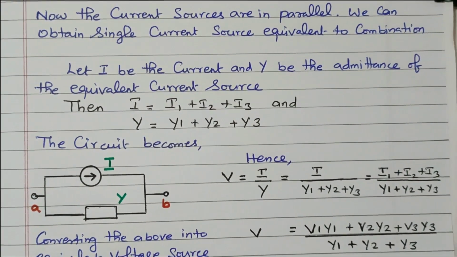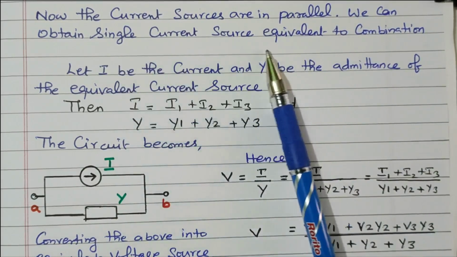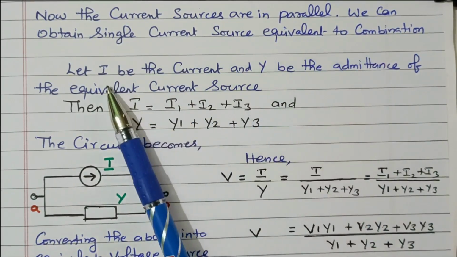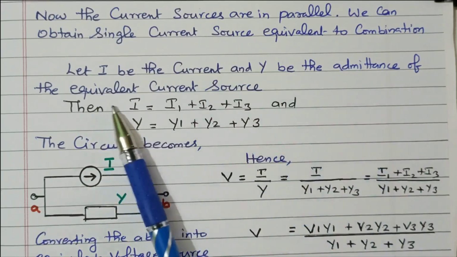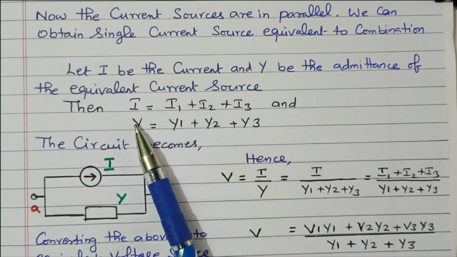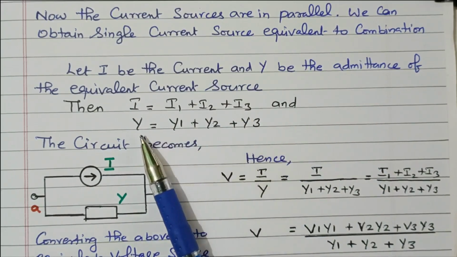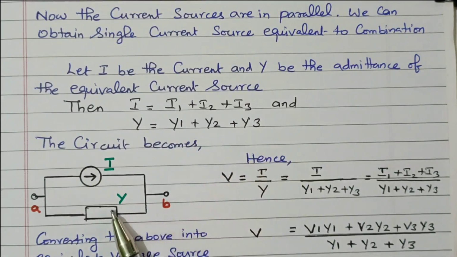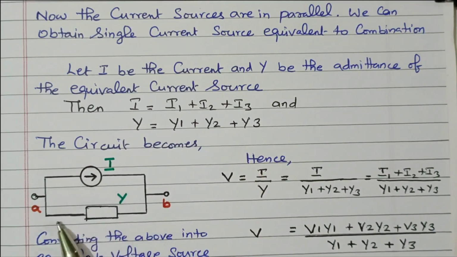So now the current sources are in parallel, we can obtain a single current source equivalent to the combination. Let I be the current and Y be the admittance of the equivalent current source. So I equals I1 plus I2 plus I3, and the admittance Y equals Y1 plus Y2 plus Y3. By using that we can draw this diagram: only one current source in parallel with the admittance.